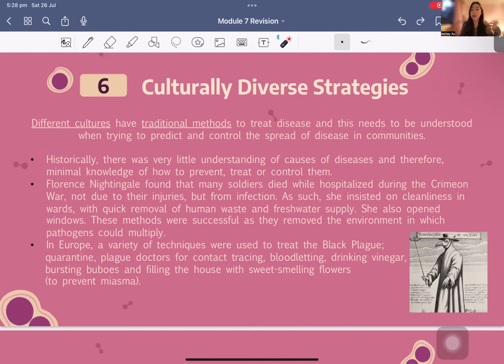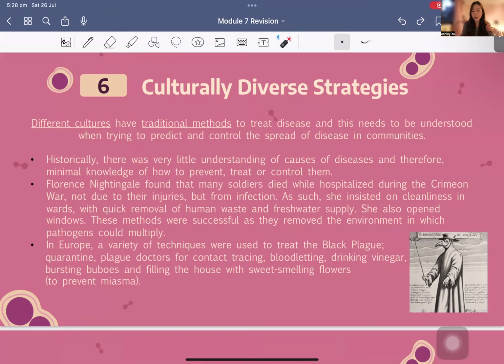We didn't know that pathogens were a thing. Okay, so how did we treat them before? Okay, so you do need to know this little part of the module as well. So let's look at the specific example of the Black Plague. The Black Plague, or the Black Death, was a really bad disease. It killed a lot of people in Europe.